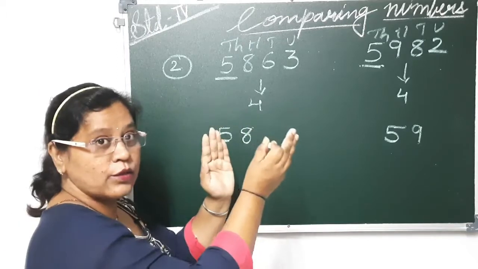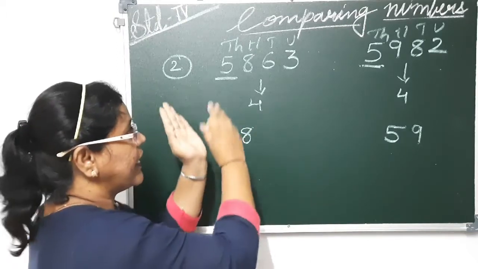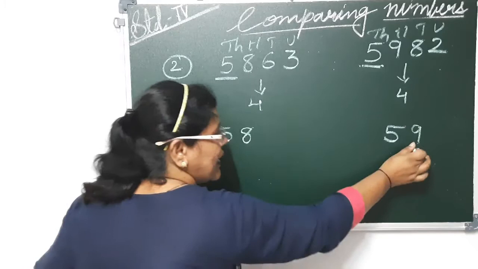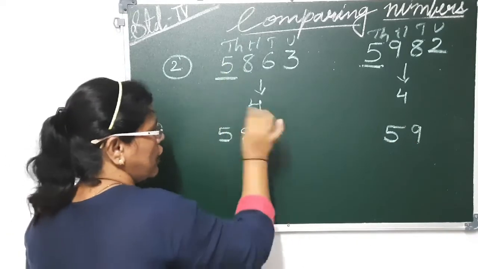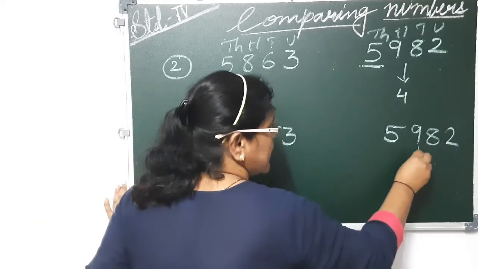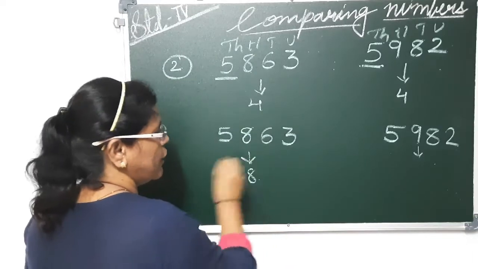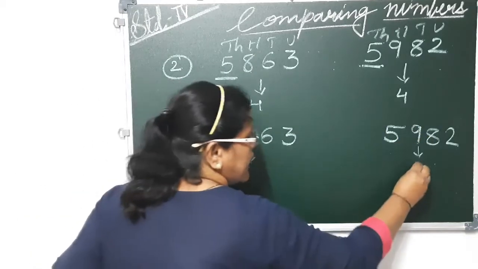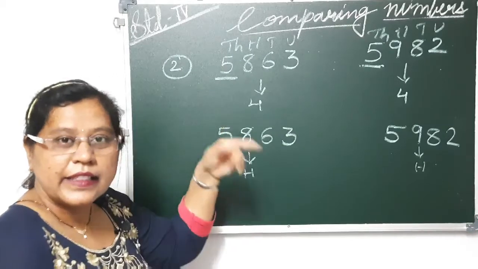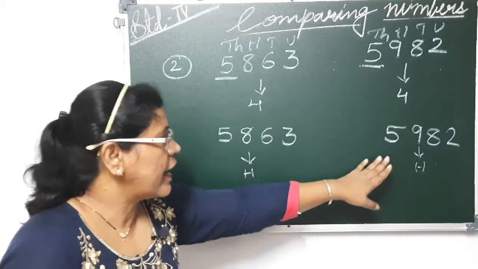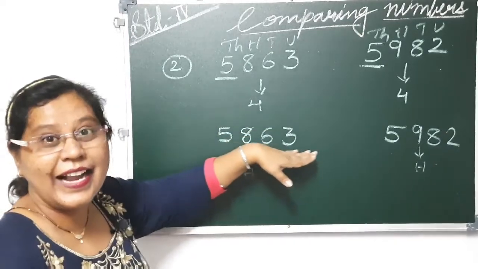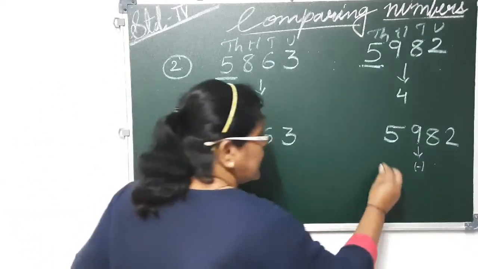Then you have to see the place values. The digit in the hundreds place is 8 and 9. So here it is 9 and here it is 8. Come to the conclusion that 9 is greater than 8. Then note down the whole number, that is 63 and 82. But here this 9 is greater than 8. Understood? So it's the hundreds place, and 9 is greater than 8. So 5982 is greater than 5863. Understood?